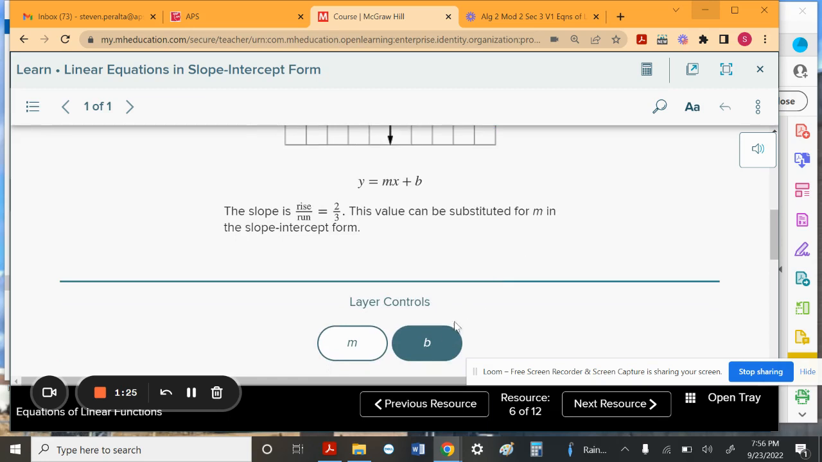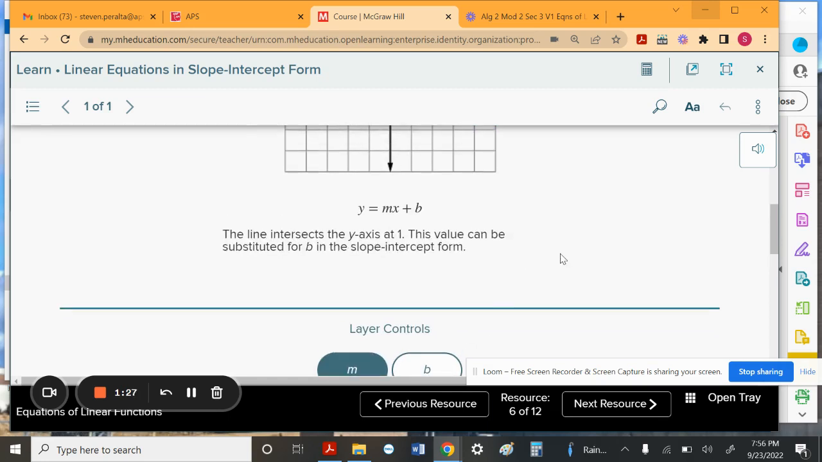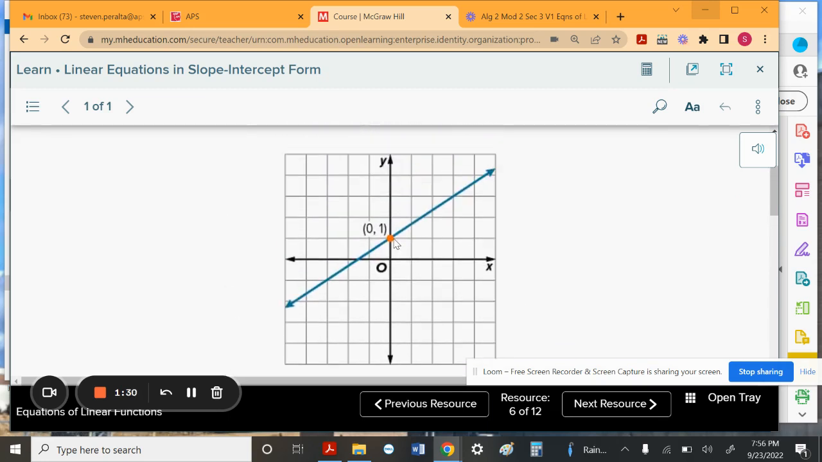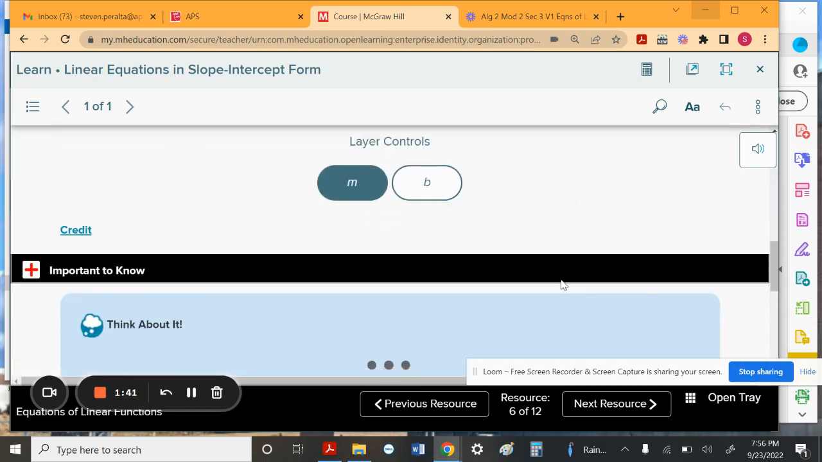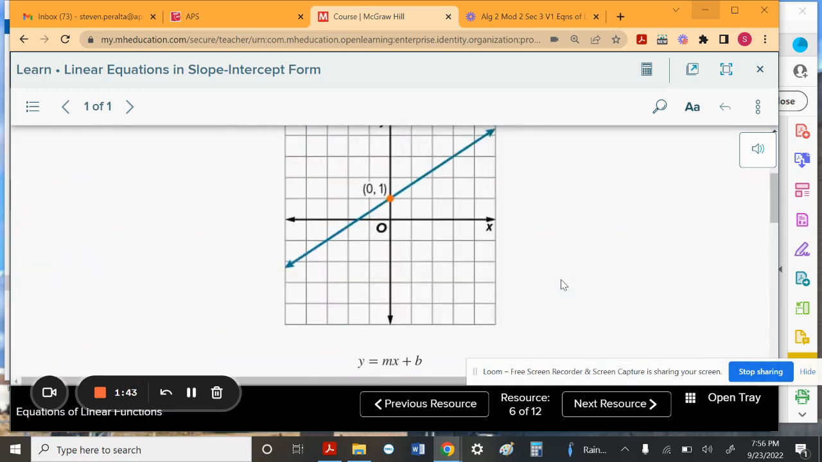And then if we want to look at our b value, where it intersects the y-axis, that would be (0, 1). So this would be our b value, which would be 1. That's what we're looking at for this particular equation. So that's how we would write the equation. That's the first part.